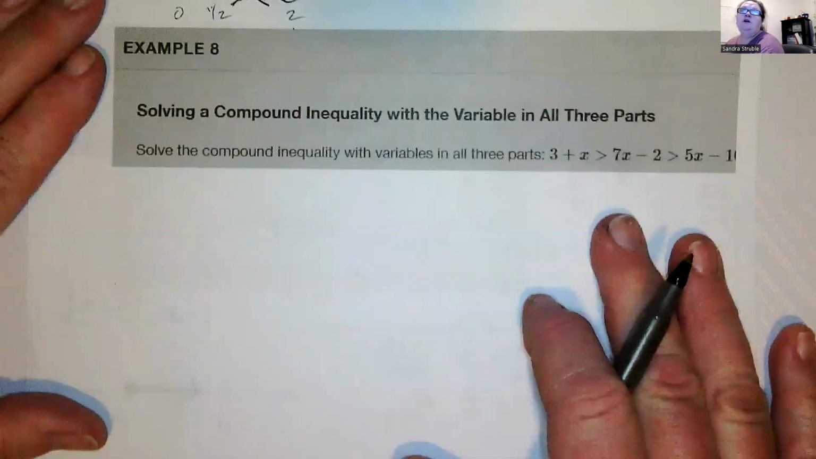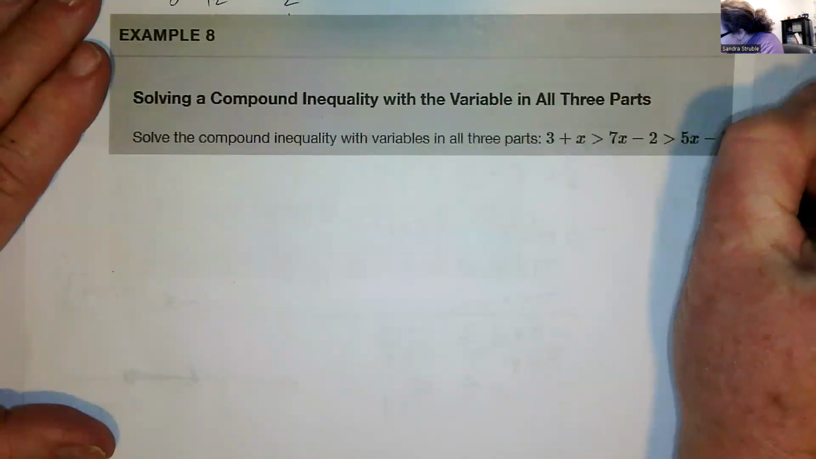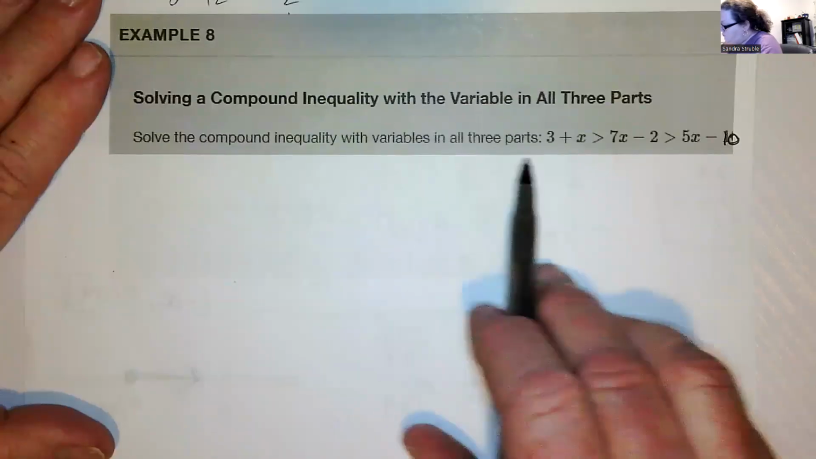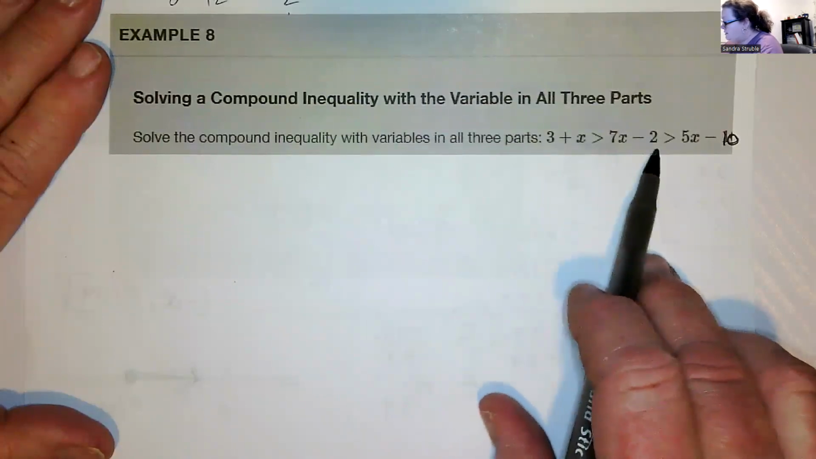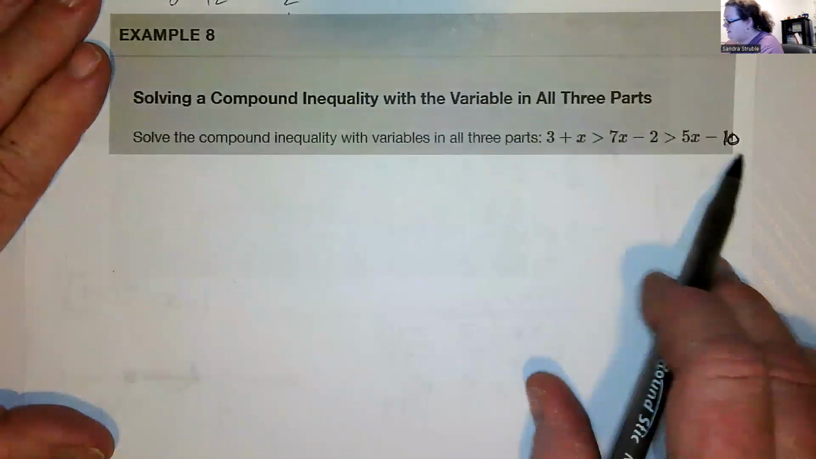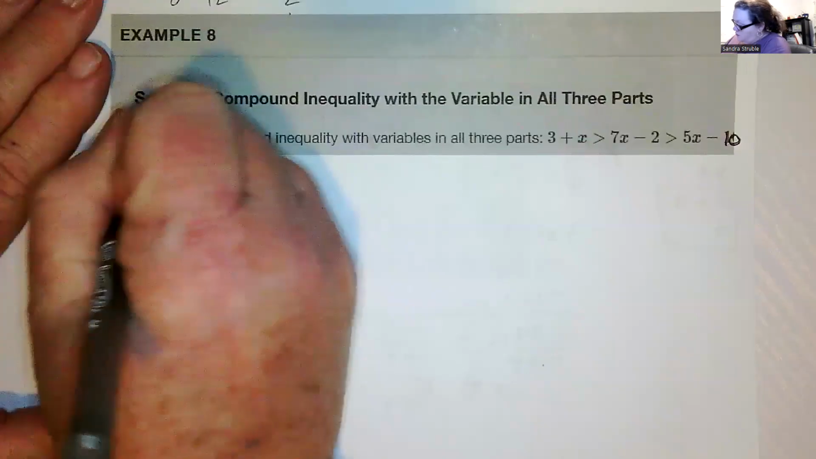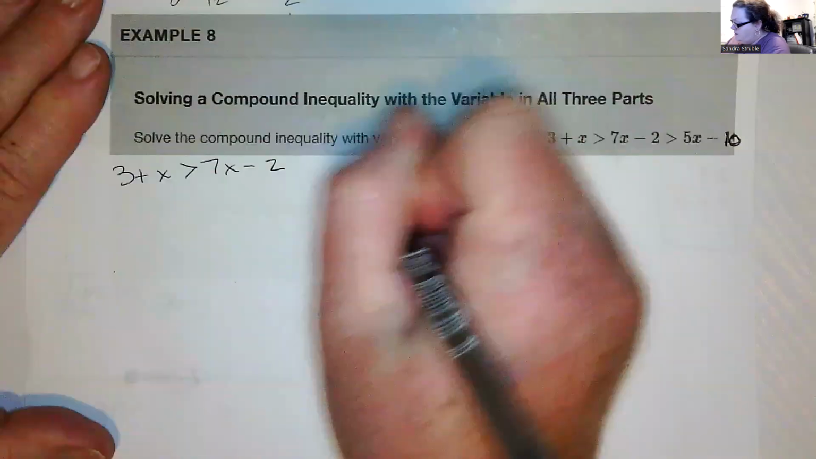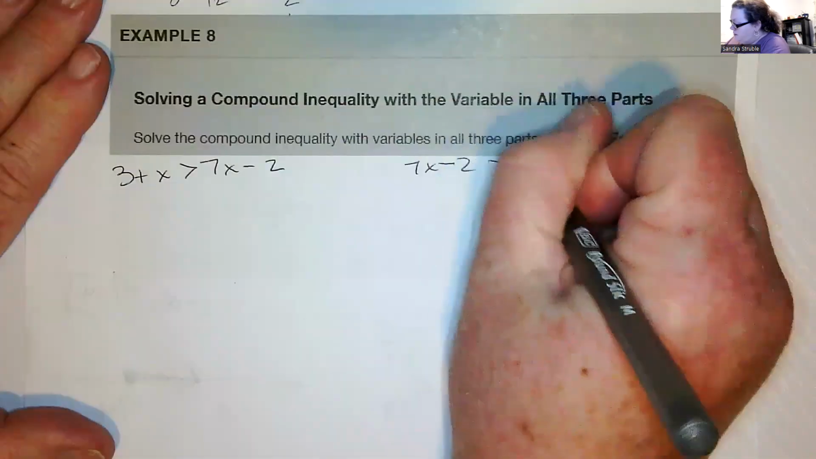Sample 8. Solving a compound inequality with a variable in all 3 parts. Solve the compound inequality with variables in all 3 parts. So we've got 3 plus x greater than 7x minus 2 is greater than 5x minus 10. I'm separating these. So 3 plus x is greater than 7x minus 2, and then 7x minus 2 is greater than 5x minus 10.